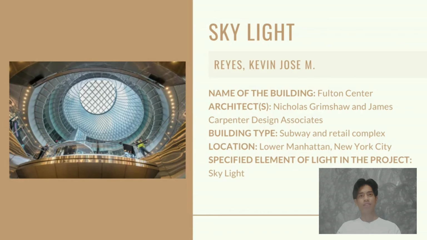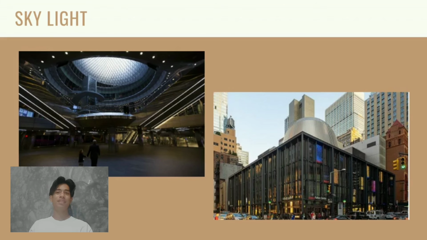Now, the specified element of light in the project is the skylight. So, what is skylight? Skylight is a window installed in the roof or a ceiling. Or it can be a roof opening covered with translucent or transparent glass to admit daylight. If you are to ask me what the advantages of using skylight are, some of those are the natural light, less power consumption, good lighting, and it gives character to the structure.